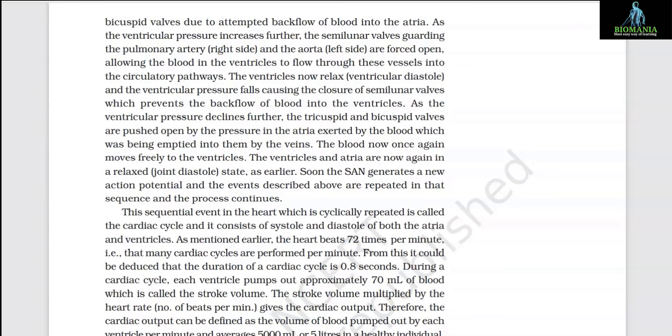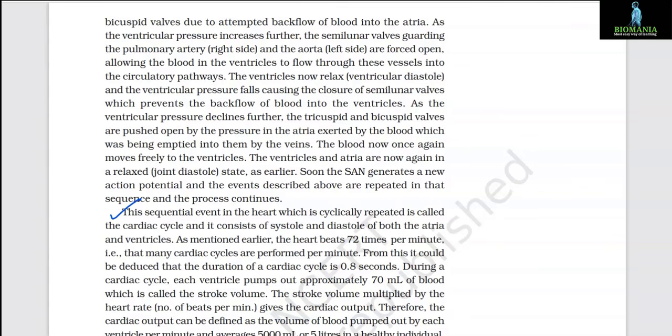Soon the SAN generates a new action potential and the events described above are repeated in that sequence and the processes continue. This sequential event in the heart, which is cyclically repeated, is called the cardiac cycle and it consists of systole and diastole of both the atria and ventricles.